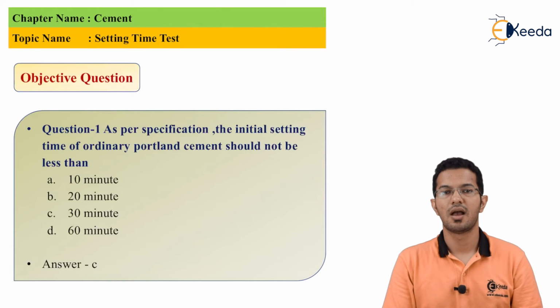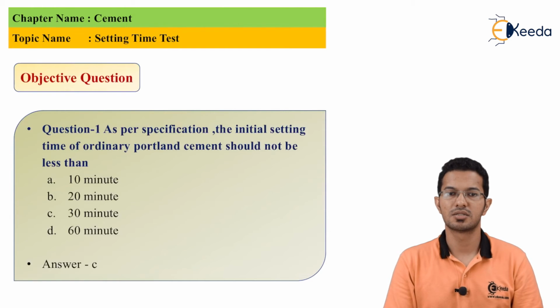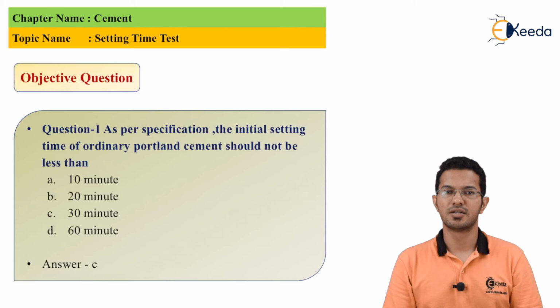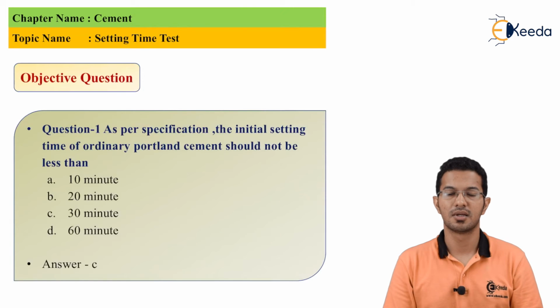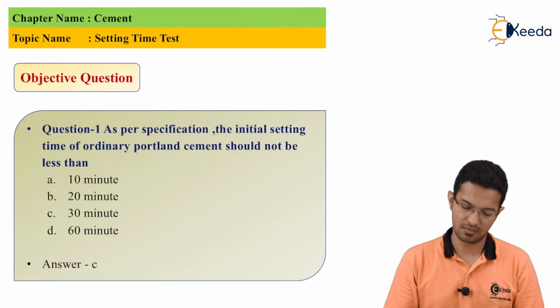Question 1. As per specification, the initial setting time of ordinary Portland cement should not be less than A. 10 minutes, B. 20 minutes, C. 30 minutes, or D. 60 minutes. As per the previous slides, we know that the initial setting time of ordinary Portland cement should not be less than C. 30 minutes.